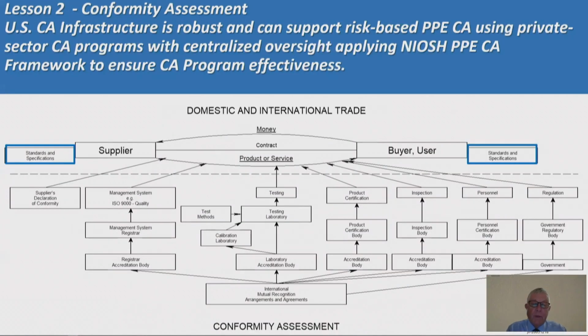Lesson 2. The U.S. conformity assessment infrastructure is now robust and can support risk-based PPE conformity assessment using private sector CA programs with centralized oversight applying the NIOSH PPE CA Framework to enhance conformity assessment program effectiveness. I'm not going to describe this underpinning system that supports the implementation of specifications and standards between suppliers and buyers. But we should be aware that the infrastructure is market-driven and decentralized.